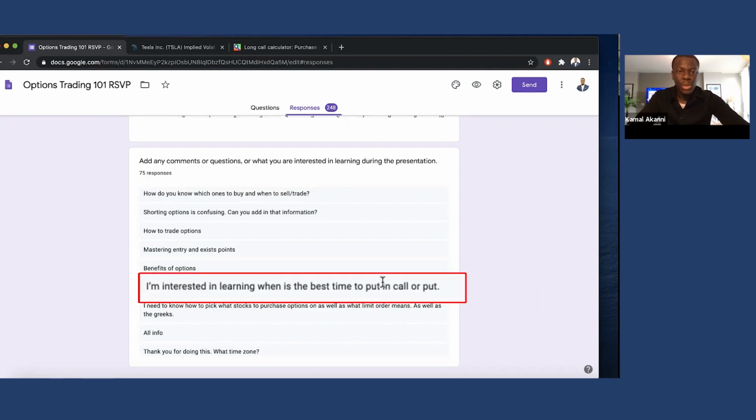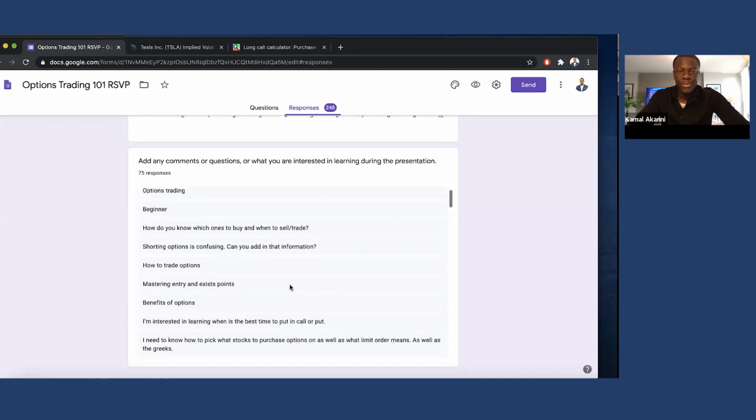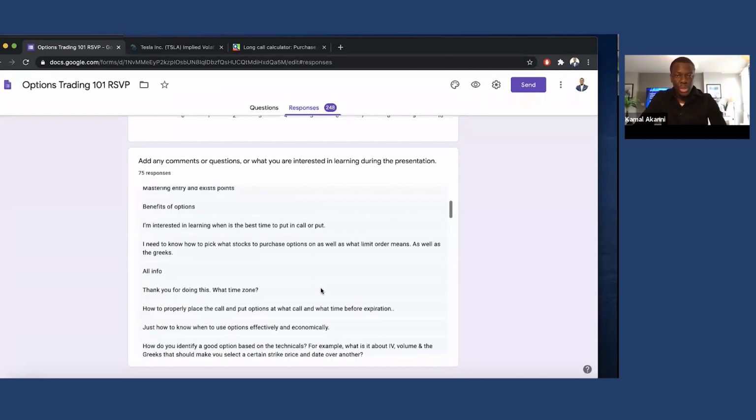Really, call or put just depends on how you feel. If you feel like the stock price might go up, go with the call. If you feel like it might go down, go with the put. That's really all how you identify which way you're going.